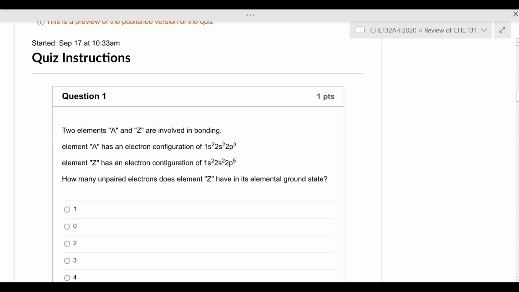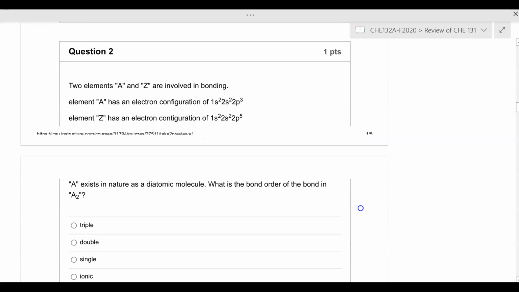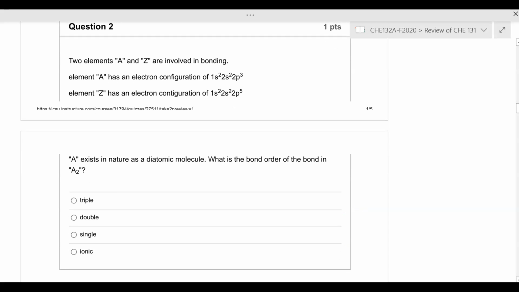If we talk about the elemental ground state of Z here, 1s2, that's 2 electrons, 2s2, 2 electrons, and then in 2p, we've got 5 electrons, so we wind up with 1 unpaired electron in the ground state, that guy right there. Looking at the next question, same elements, I say that A is going to exist as a diatomic molecule. What's the bond order of A2?